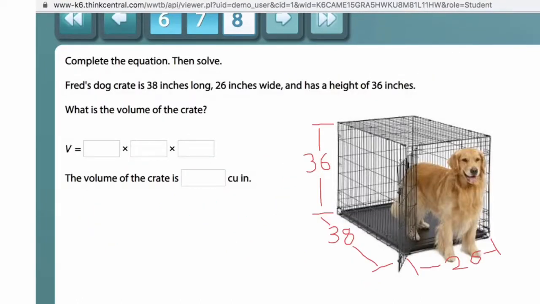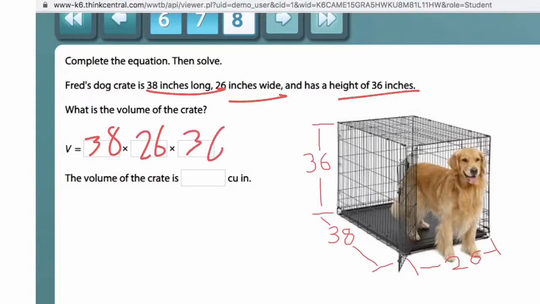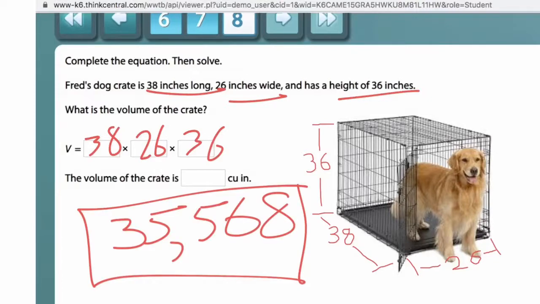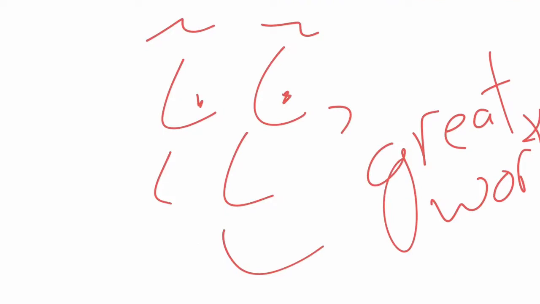So Fred's dog crate is 38 inches long, 26 inches wide, and has a height of 36. So the volume is going to be 38 times 26 times 36. And because the numbers are so big on that, I'd just recommend that you use a calculator to solve this problem. So I just asked Alexa to help me with this one, but it's 35,568 cubic inches. And that's the end of the lesson.